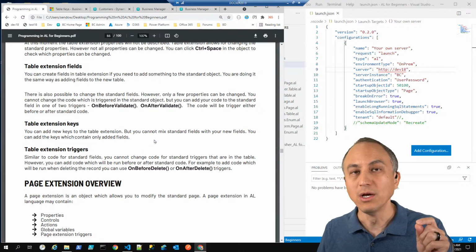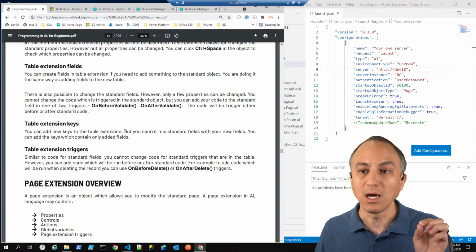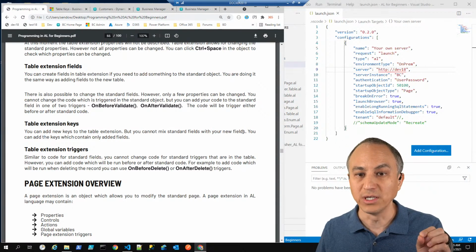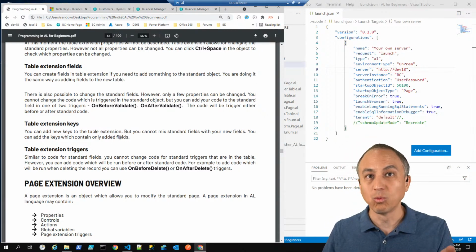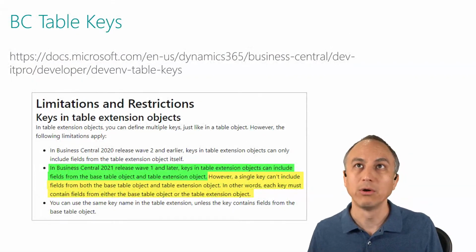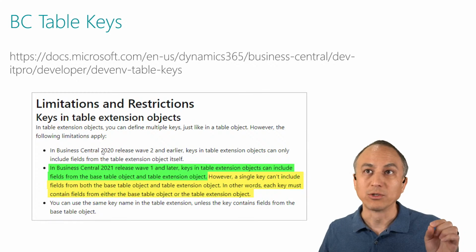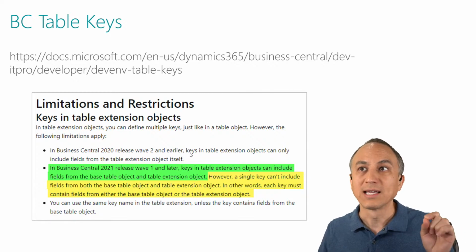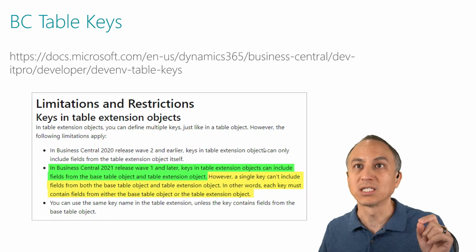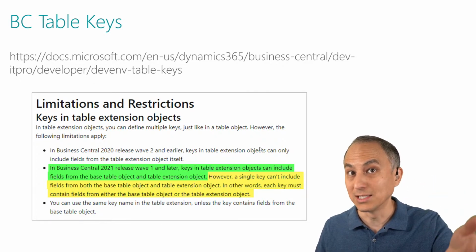And this is a note where BC has changed since he wrote this. He says you cannot mix standard fields with your new fields. You can add keys which contain only added fields. And this was true at the time of writing. But let's just jump back to Studio 3 here. So, BC table keys. What he is saying is with 2020 release wave 2 and earlier, keys in table extension objects can only include fields from the table extension object itself.